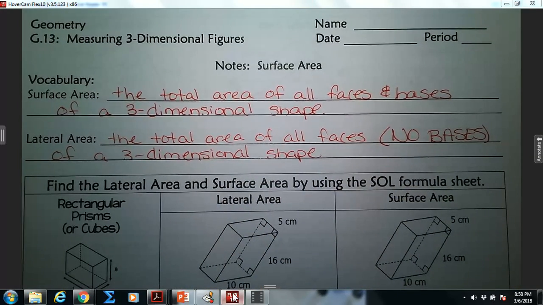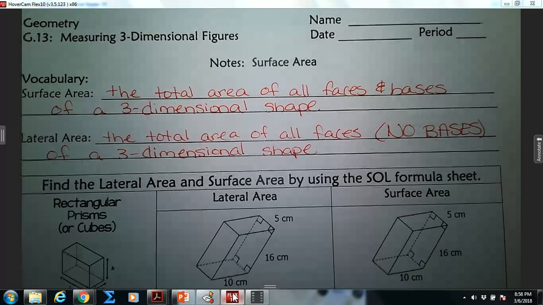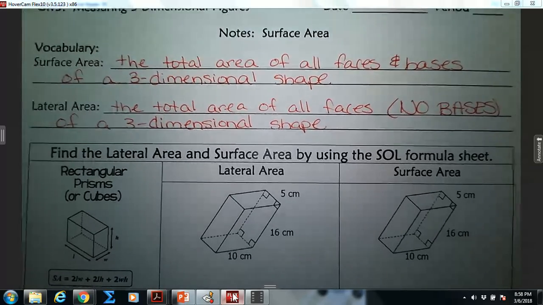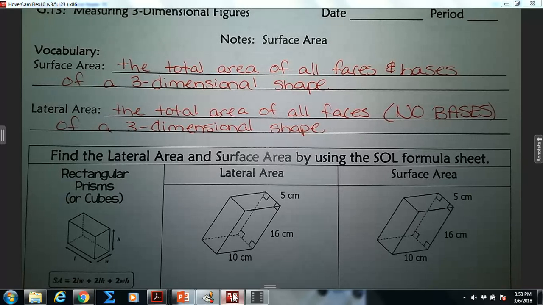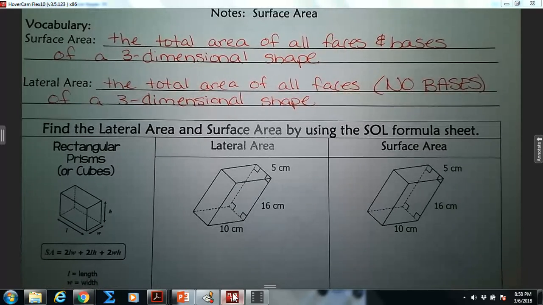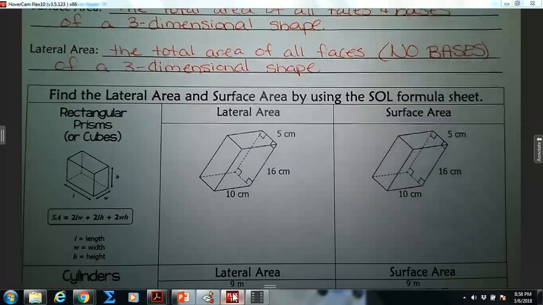Okay, so I've taken our SOL formula sheet and I've broken it down here into all the different figures. And we're going to be doing one example per figure. Okay, so let's take a look. First, we're starting with this rectangular prism. Let's look at it on the formula sheet so you know where I'm getting it from.